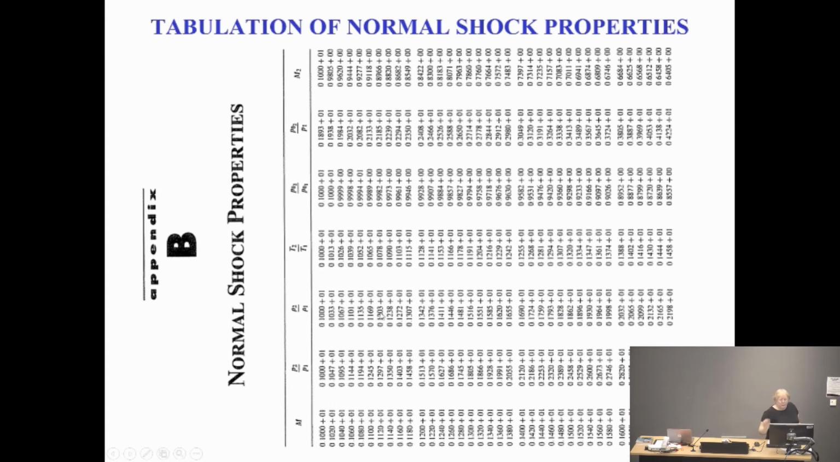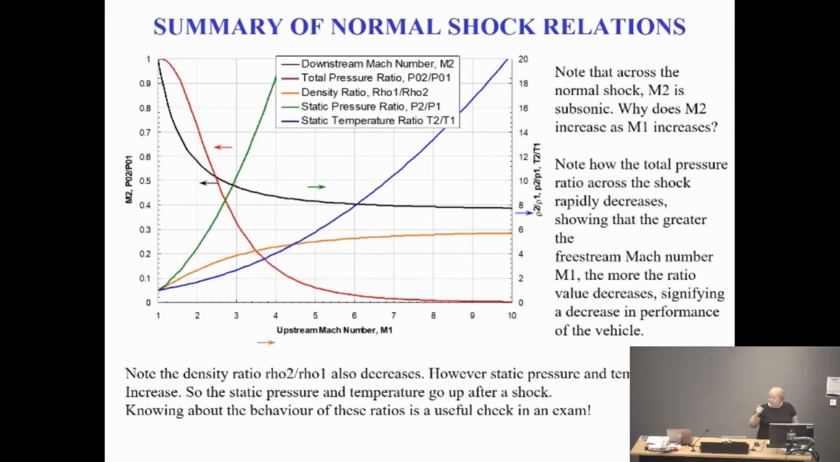Okay. Now, if I asked you to calculate across a shock, how would you do it? Well, this book has tables like this. There are calculators online, and you've got this form of this coming up. Not quite, but almost in this one. This is not a normal shock, this is the oblique one. But you often get graphs as well, and they list all the properties as a function of Mach number. Okay, we'll get on to the diagrams in a minute.